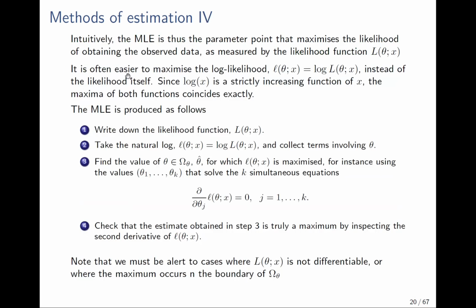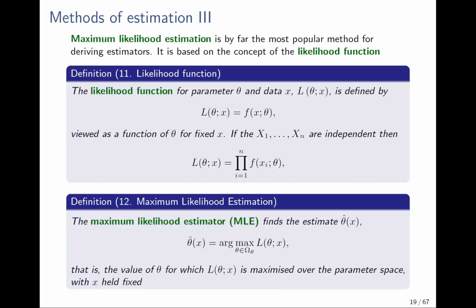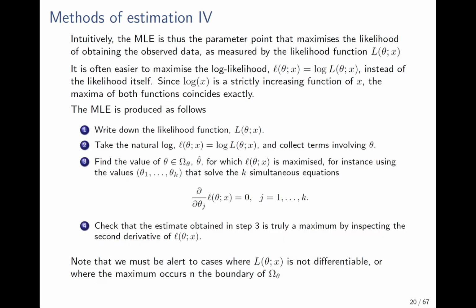It's often easier to maximize the log likelihood instead of the likelihood itself, because the log of x is a strictly increasing function of x. The maxima of both the likelihood function and the log likelihood coincide exactly. So sometimes rather than maximizing the likelihood itself, we'll maximize the log likelihood. It can make matters simpler in particular cases.